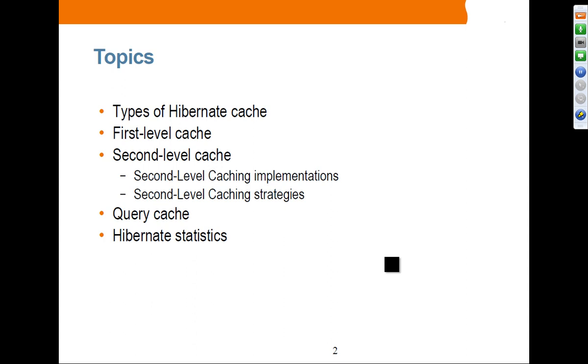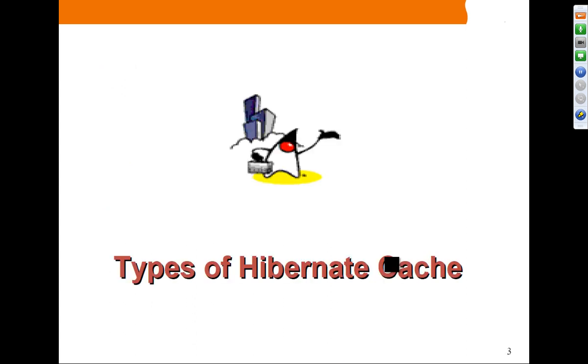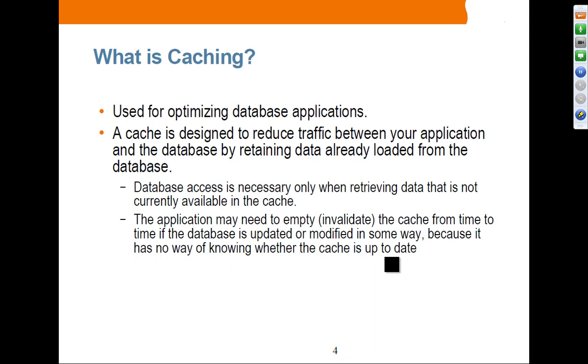So here we're going to talk about the types of Hibernate cache, and in fact we're going to look into three different types of cache: first level cache, second level cache, and query cache. And later on, we're going to also see how we can get statistical data, including these cache statistics. Okay, so types of Hibernate cache.